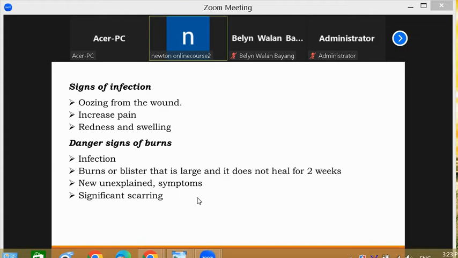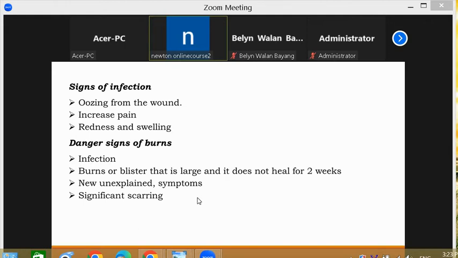Okay, so we give all the treatment and everything to the patient. So if you found that the patient will be oozing from the wound, fluid will come continuously from the wound. And the patient will also tell that, I have too much of pain in that area. Pain is not reduced. And if you are seeing that area, you saw the redness is increasing, and swelling is also increasing.